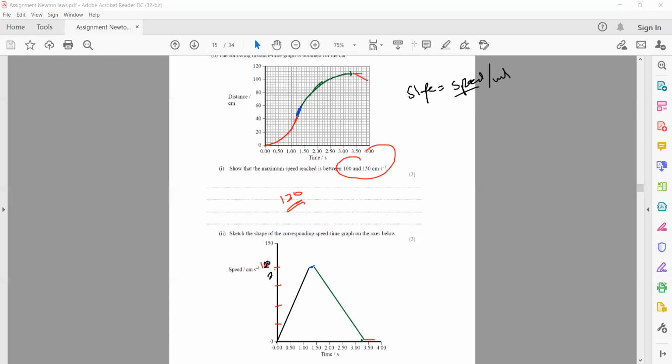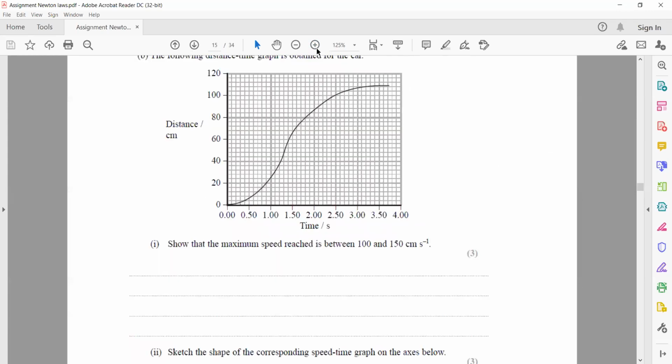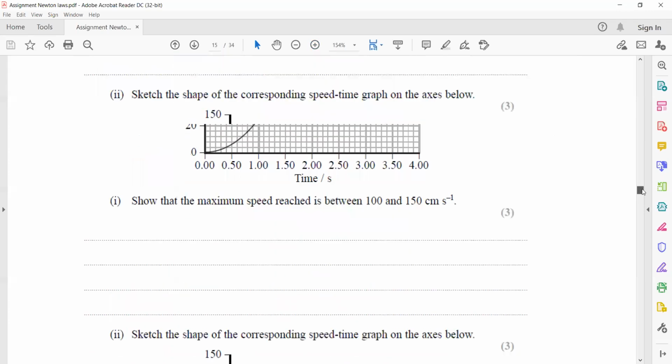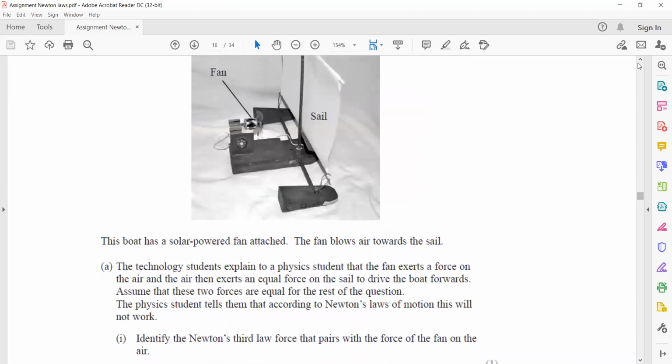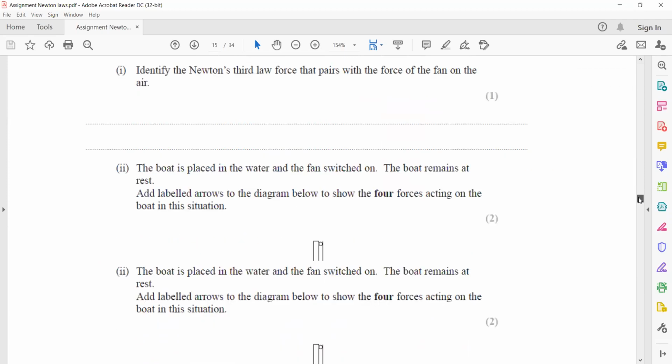In the exam, it can be the other way around. Sometimes they give you a speed time graph and you have to calculate or sketch a distance time graph. So it varies, and you have to practice both. Another question.